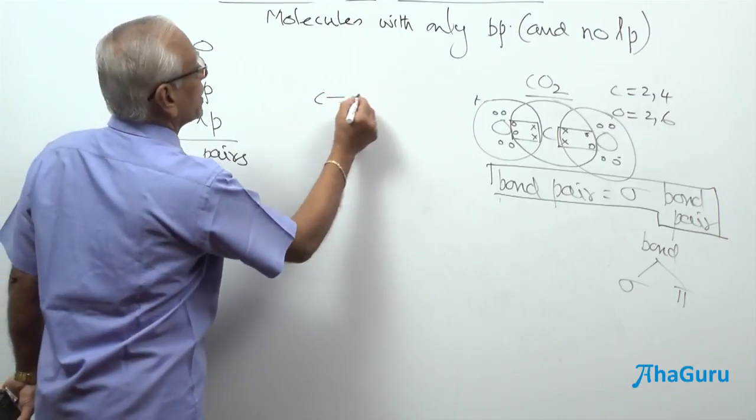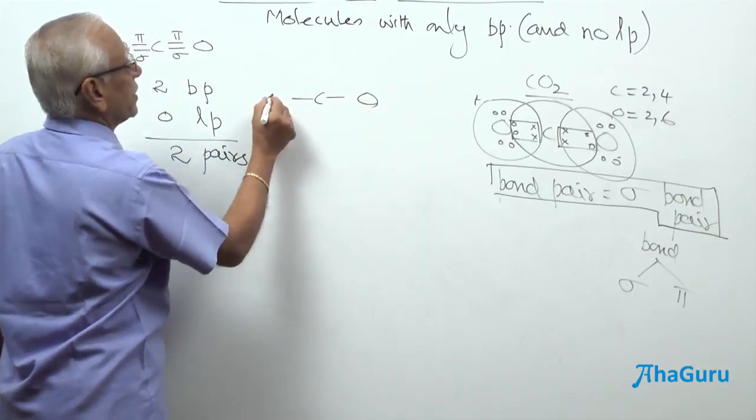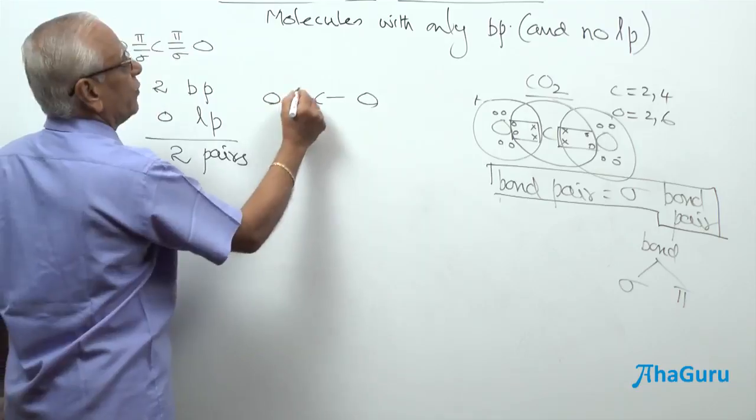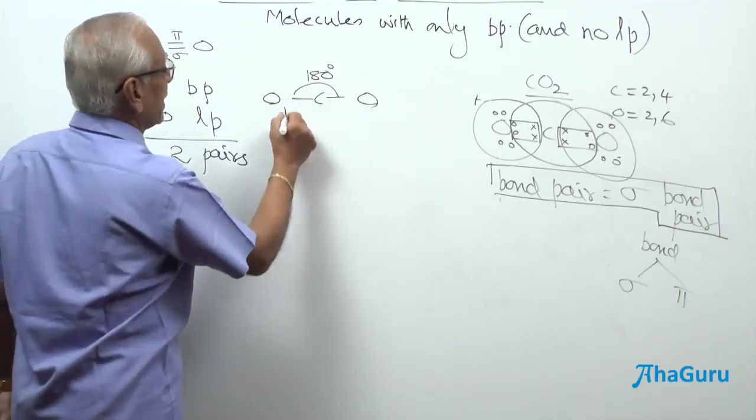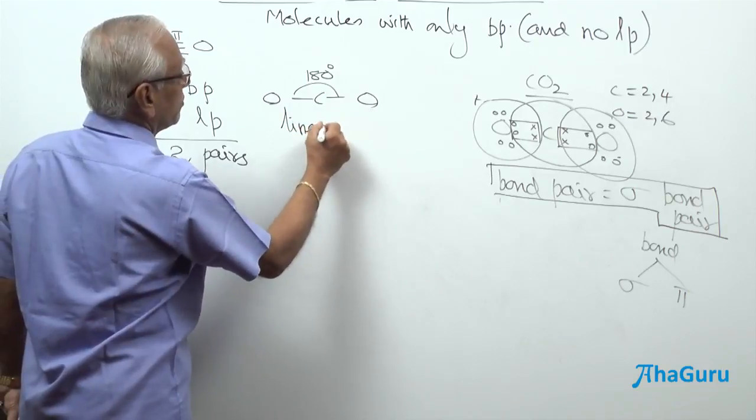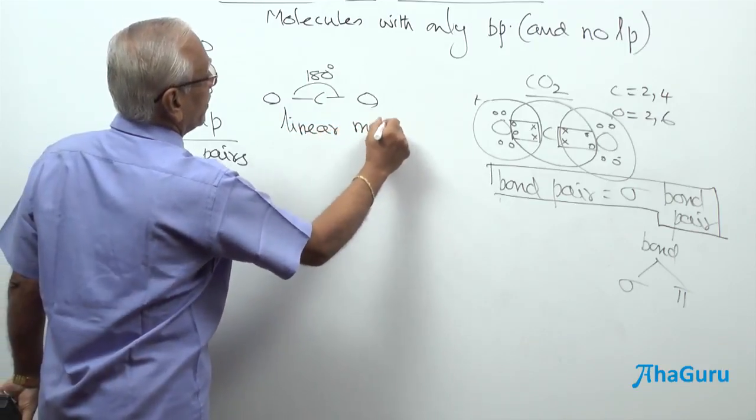If you want to draw the skeleton, this is going to be the skeleton without indicating the electrons. Therefore, the bond angle must be 180. It must be a linear molecule.